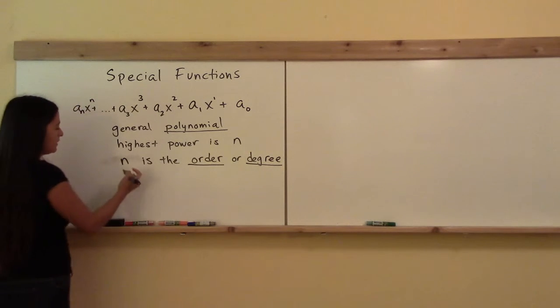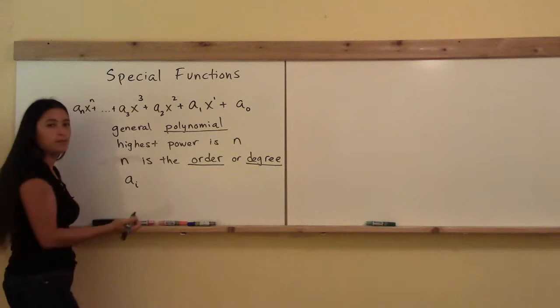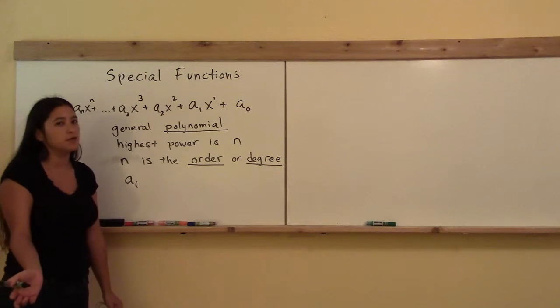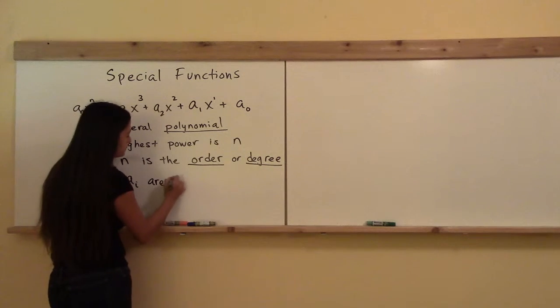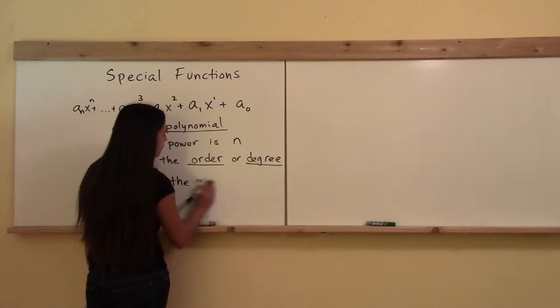Okay, and all the a's that I've been using, notice I've said a sub i, because if I had x to the 50th power, I wouldn't have enough letters a, b, c. So I'm going to call them all a sub i, and those are the numbers that multiply the powers, and those are called the coefficients.